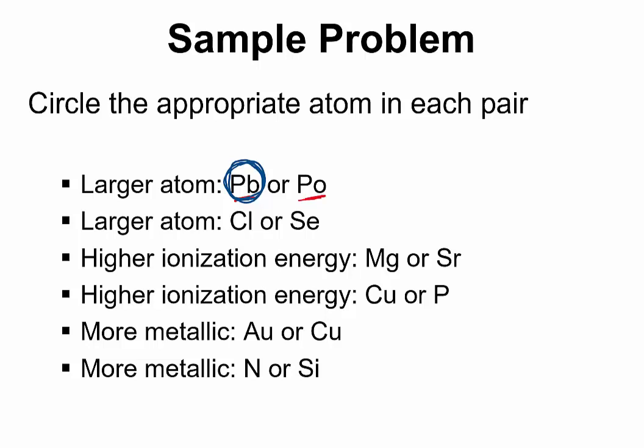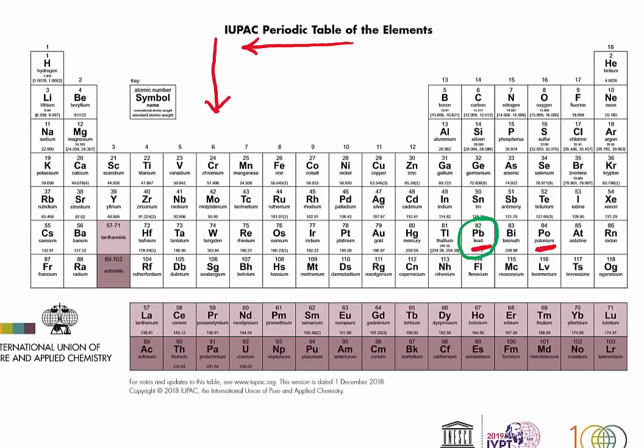Let us look at the second question. Which is the larger atom between chlorine and selenium? Let us take a look at the periodic table again. This is chlorine and this is selenium.